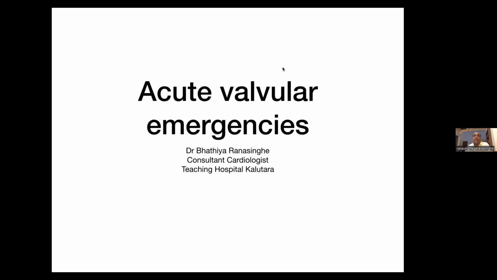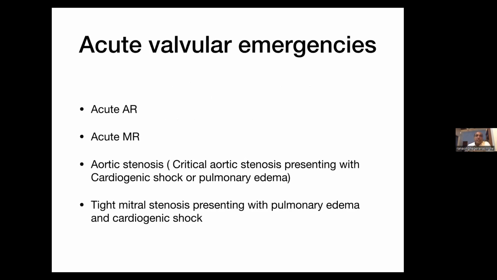Clinically relevant way. So it is about acute valvular emergencies. If you take acute valvular emergencies, most of the time the most important valves are the aortic valve and the mitral valve. So if you get acute AR or acute MR, the patient actually gets hemodynamically unstable.